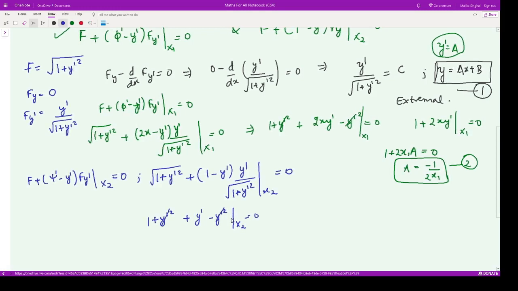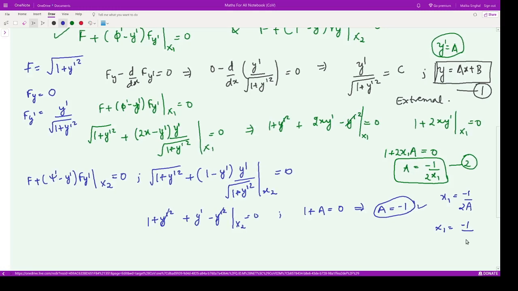So this and this cancel. And what is y dash? Y dash is a. So we have 1 plus a equals 0. This implies a is equal to minus 1. So we obtain a as minus 1. So from equation 2, x1 is equal to minus 1 upon 2a. In that case x1 would be equal to minus 1 upon minus 2, or simply x1 is equal to 1 by 2. So if we obtain x1, we can obtain y1.